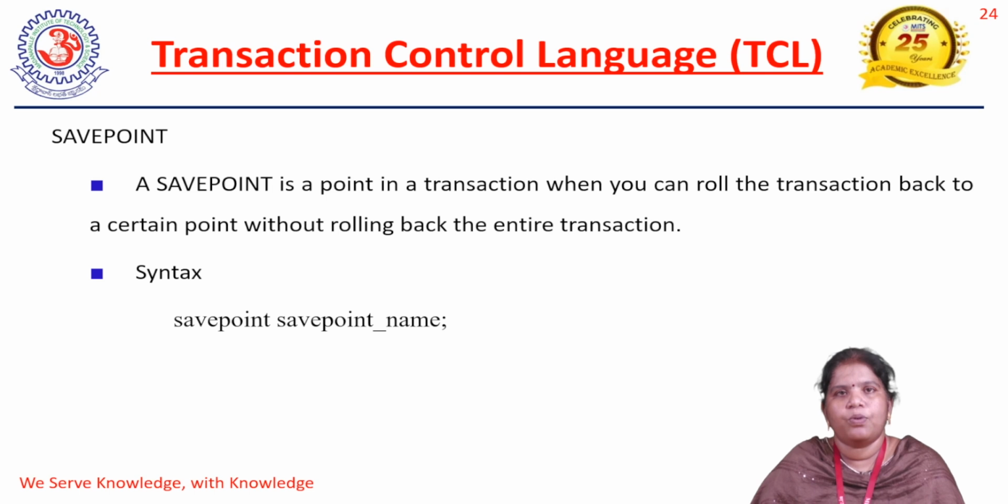Save point. Save point is a point in a transaction where you can roll the transaction back to a certain point without rolling back the entire transaction. So if you have to create a save point, syntax will be save point name. So after that, if we wish to rollback now, it will go to the save point name which we have created.